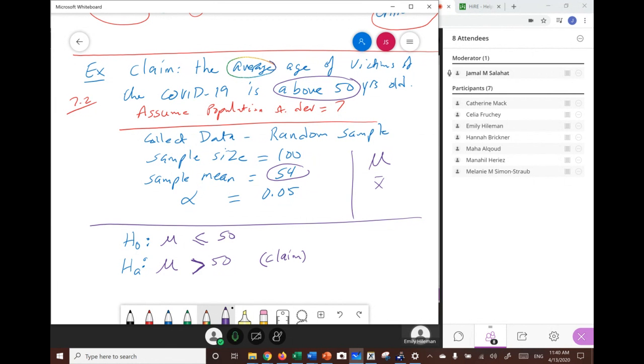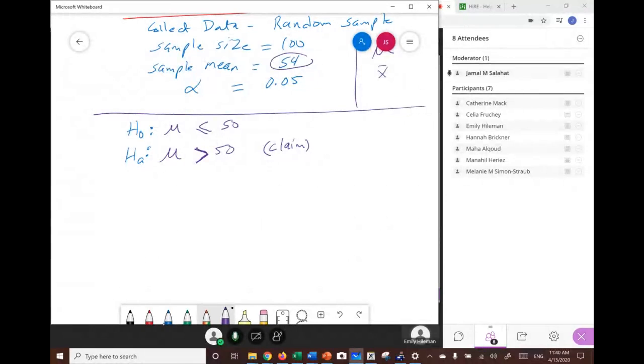Okay, so what's next? Next, I need to draw a picture. What do you think? Is this right tail, left tail, or two tail? Right tail. How do we know it's right tail? Look at HA. It has a greater than. Greater than means it's a right tail.